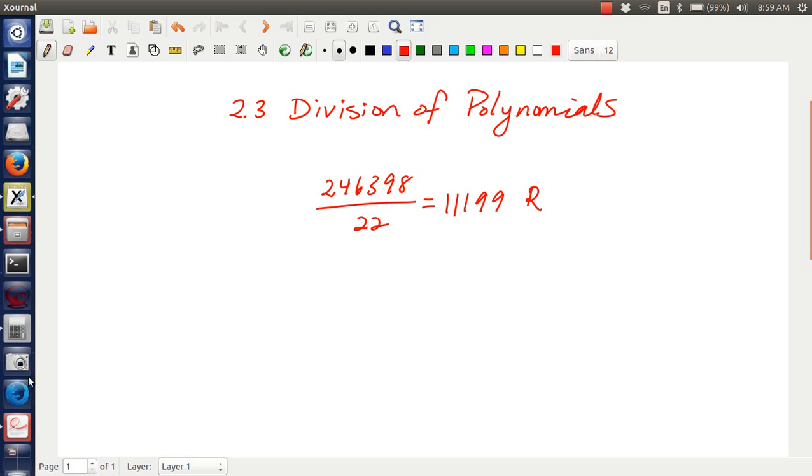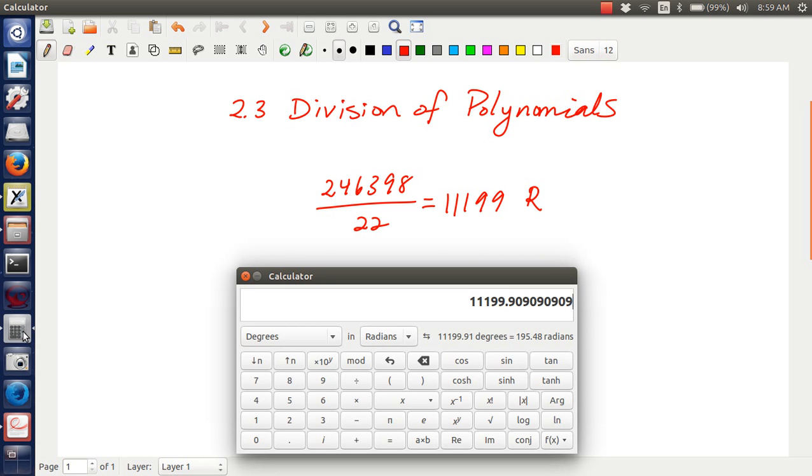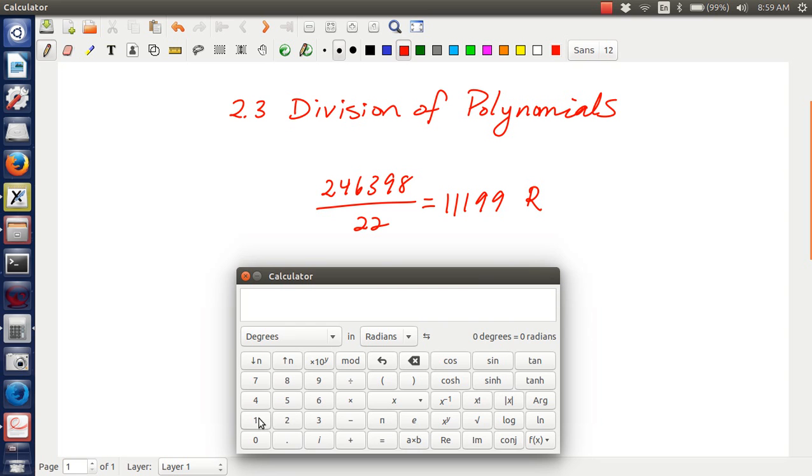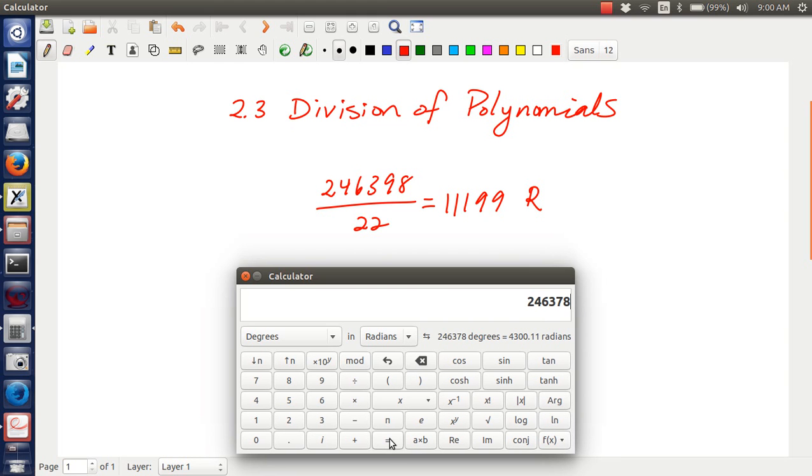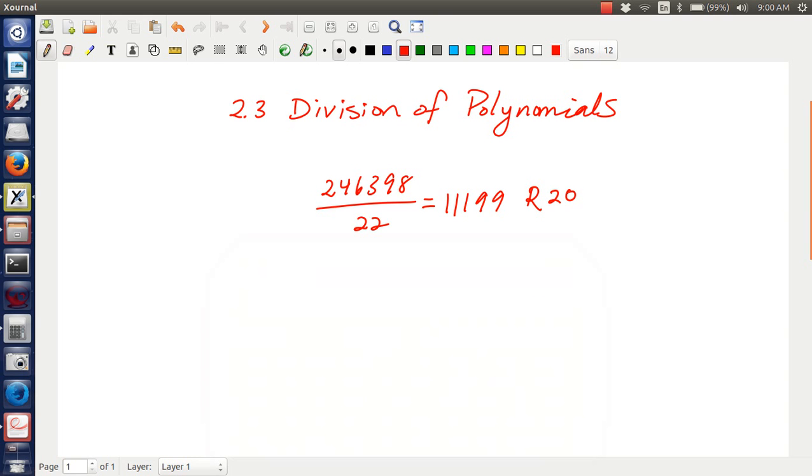Remainder something. And how do I figure out the remainder? Well, I clear this out and I just take the integer 11199 times 22, and it's going to give me 246378. So it looks like it's off by 20. Or you could say 11199 plus 20 over 22, which is typically written as 10 over 11 as a mixed fraction. Those are just some examples of what's going on.